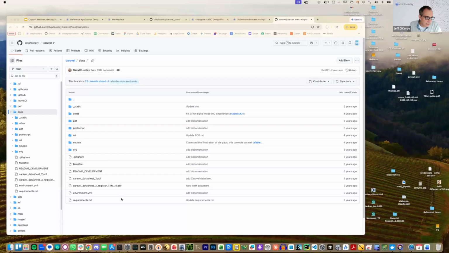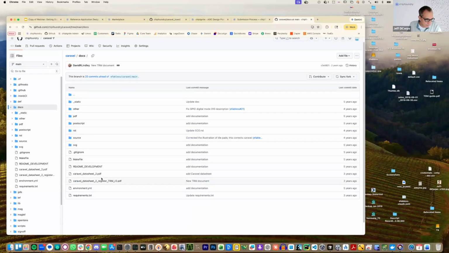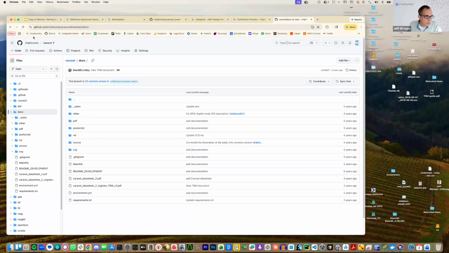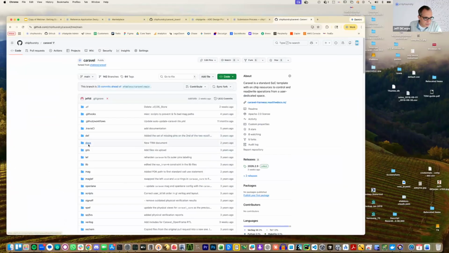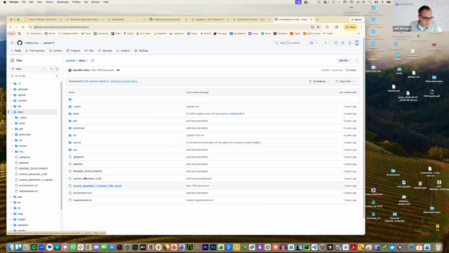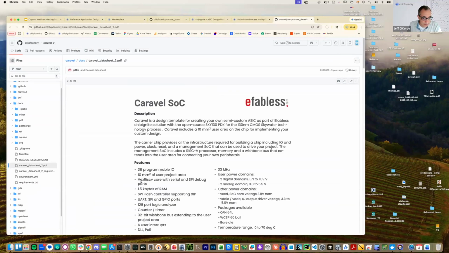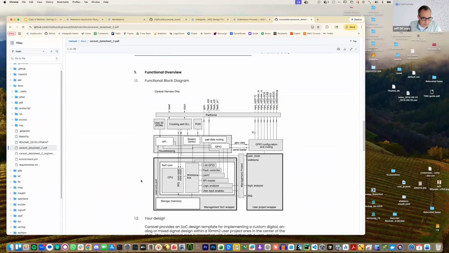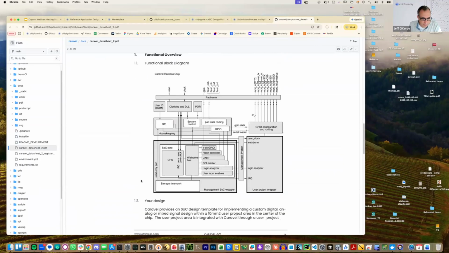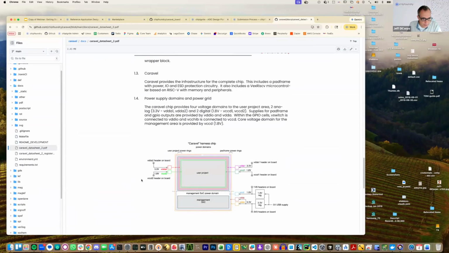You can use those in order to understand the memory map and the register map, I guess. Yeah, let me just share that real quickly. I'm in the Carevel repo, right here, Chip Foundry Carevel. If you go into the docs directory, you'll see two sheets in here. One is a Carevel data sheet that has the details, and it includes a block diagram, I believe, right there, for Carevel. And you'll find, I believe, the memory map in here as well.